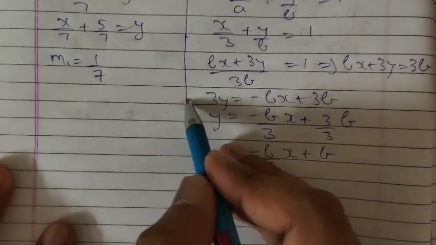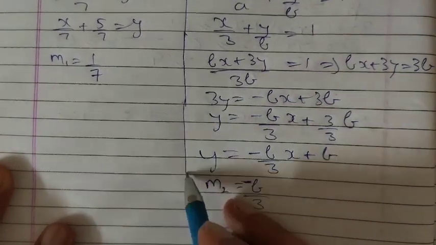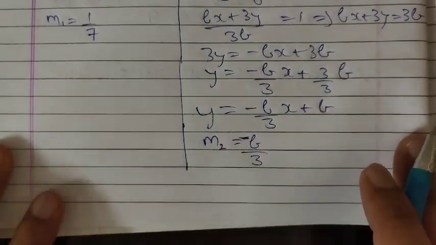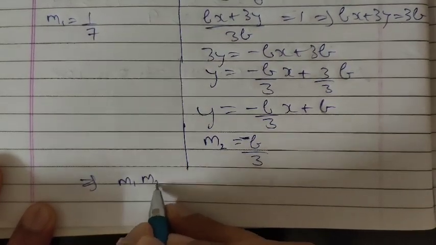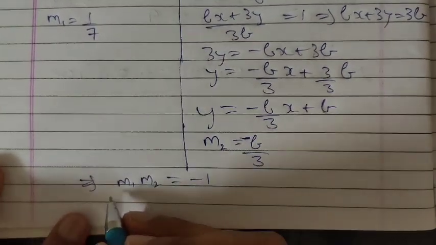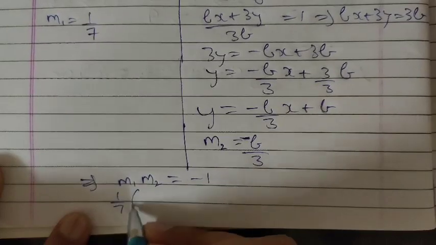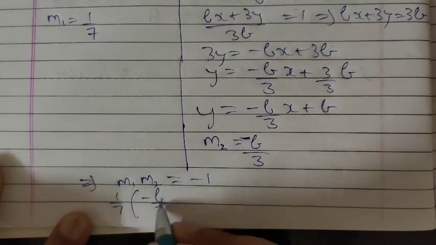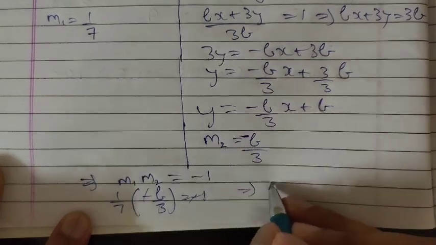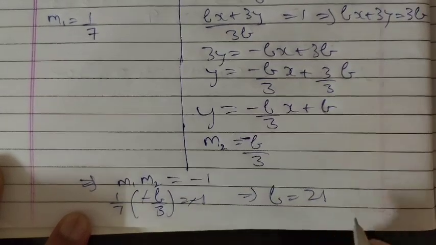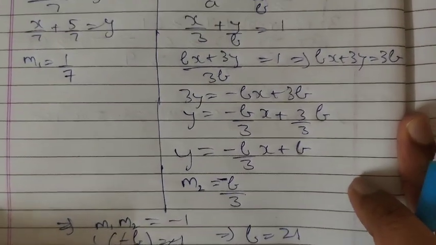Now both the lines are perpendicular to each other. This implies m1 m2 is equal to minus 1. So 1 by 7 times minus b upon 3 is equal to minus 1. Minus and minus cancel, this implies b is equal to 21.